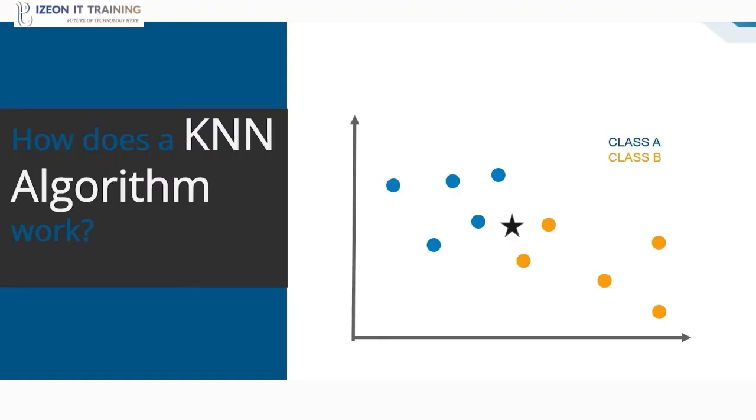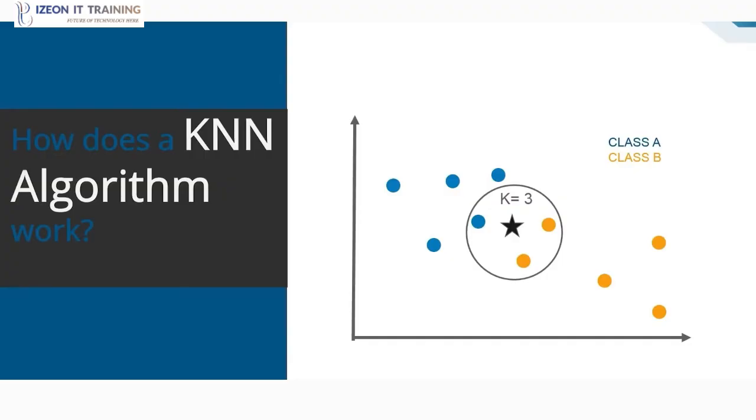Just as I told you, K in KNN algorithm refers to the number of nearest neighbors that you want to select. For example, in this case, K equals 3. So what does it mean? It means that I'm selecting 3 points which are the least distance to the new point. Or you can say I'm selecting 3 different points which are closest to the star.